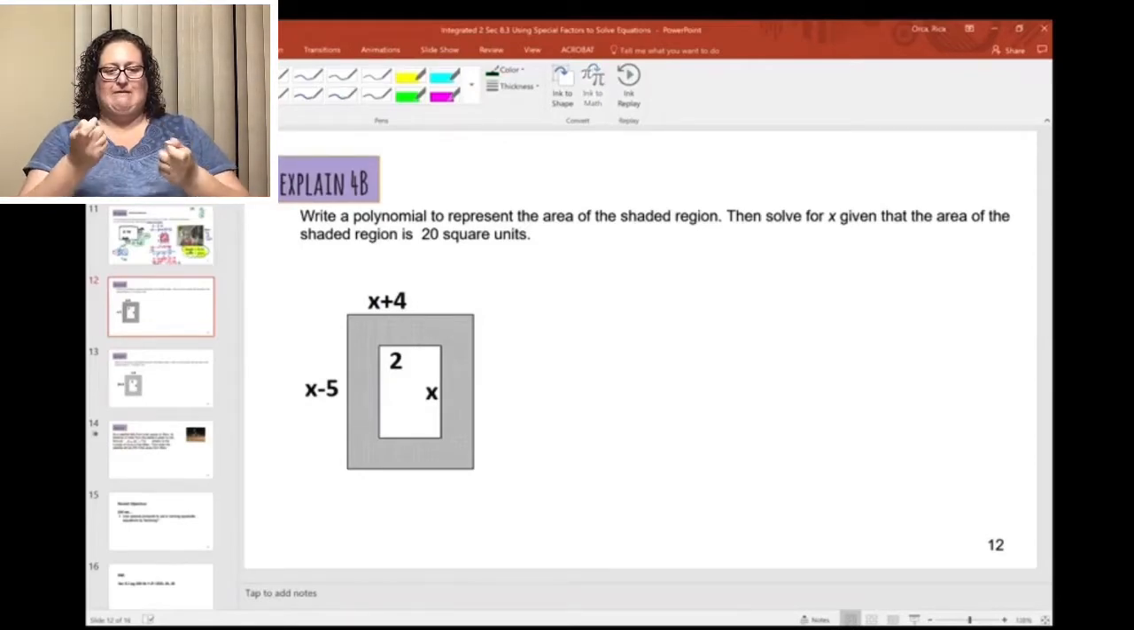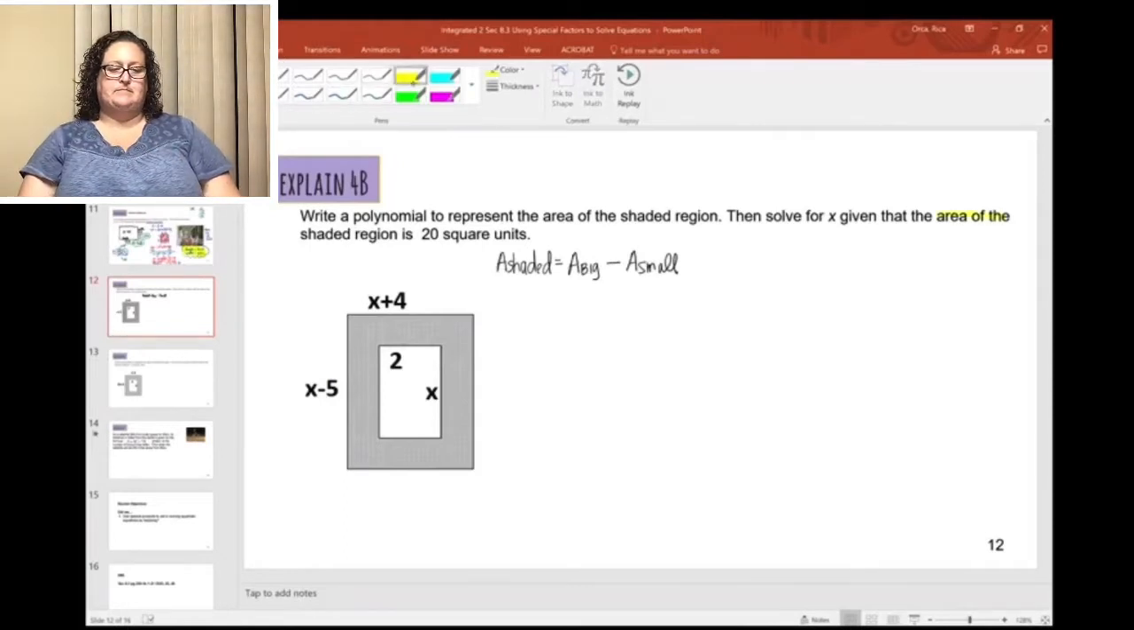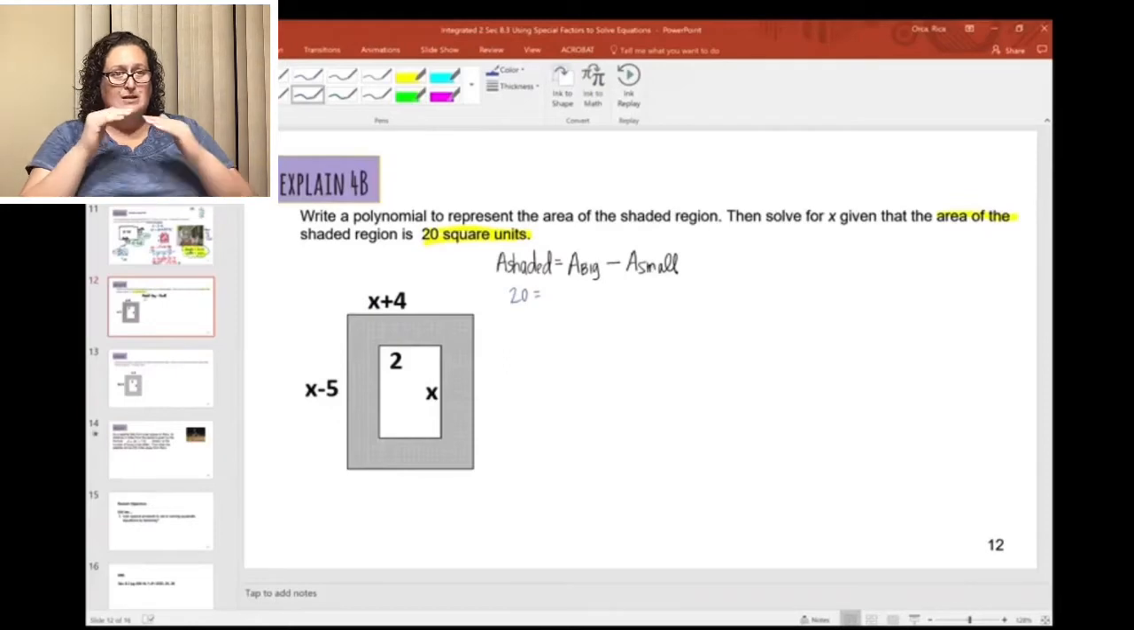First off, let's go ahead and create a formula. We know that the area of the shaded region is equal to the area of the big rectangle minus the area of the small rectangle. In the problem, it states that the area of the shaded region is 20 square units. So let's go ahead and take that value and plug it into our formula. So it's 20 is equal to the area of the big rectangle.